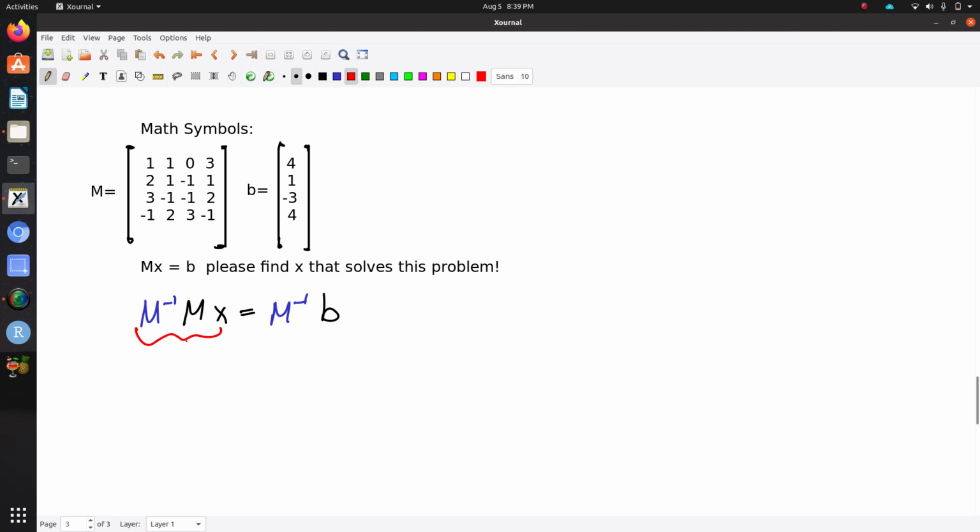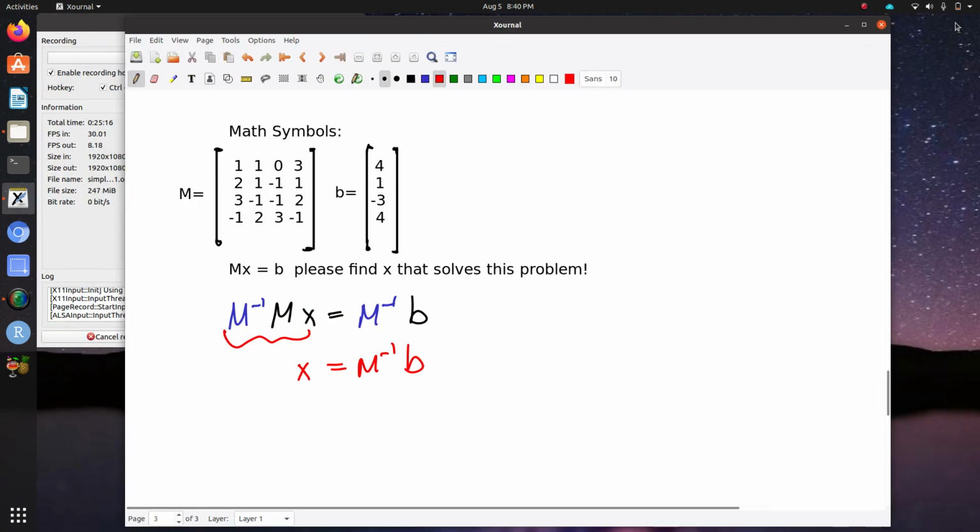This thing turns into the identity matrix, so this would be x equals M inverse b. So if only we can find M inverse, then all you have to do is multiply it to the left of b and you get x automatically. Okay, so you can actually do that in Python. There are several different ways of solving this in Python. So let's pull out Python and do a couple of tricks and start getting used to that.